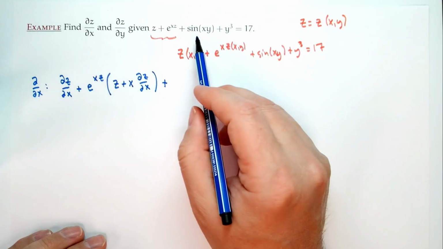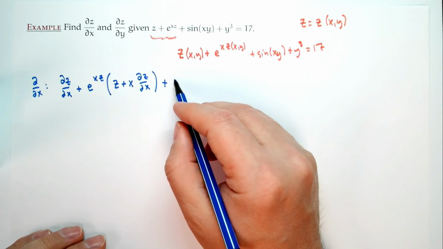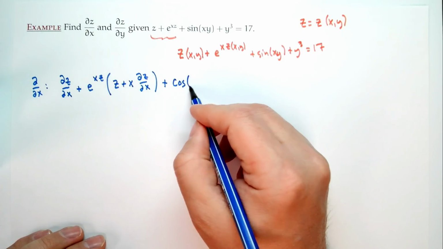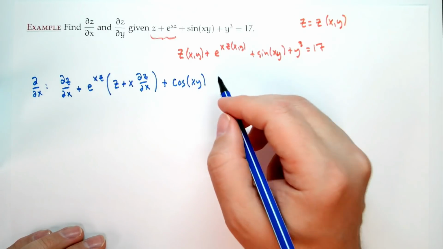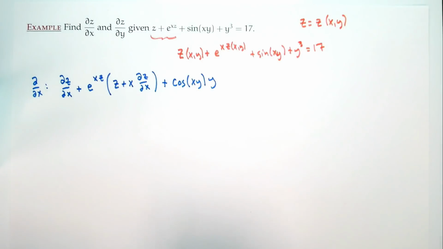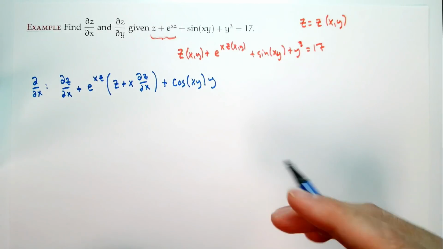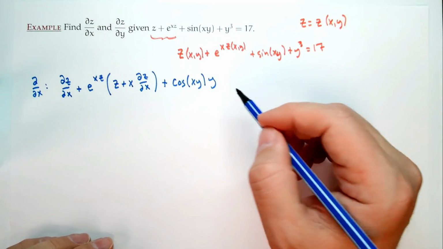Plus, now we go to the next one, sine. Well, derivative of sine is cosine of xy. Take the derivative of the inside with respect to x, and we're left with y. You might say, whoa, wait a second. When we were taking the derivative with respect to x of z, we got partial z partial x. Why don't we need to do a partial y partial x?